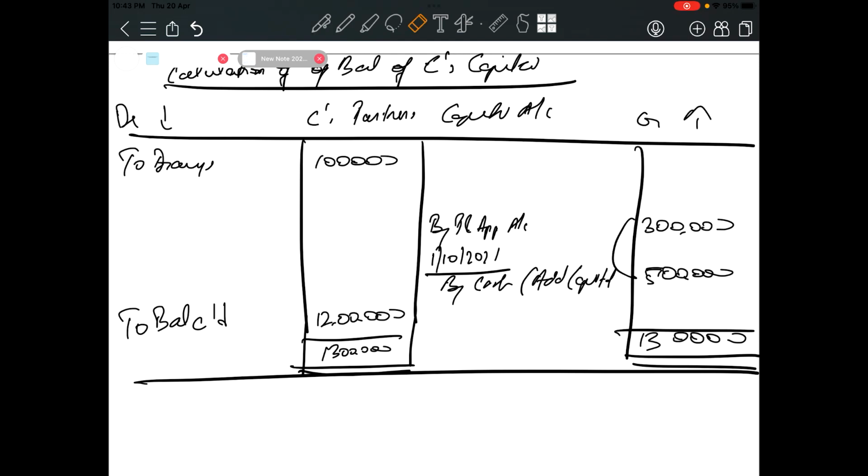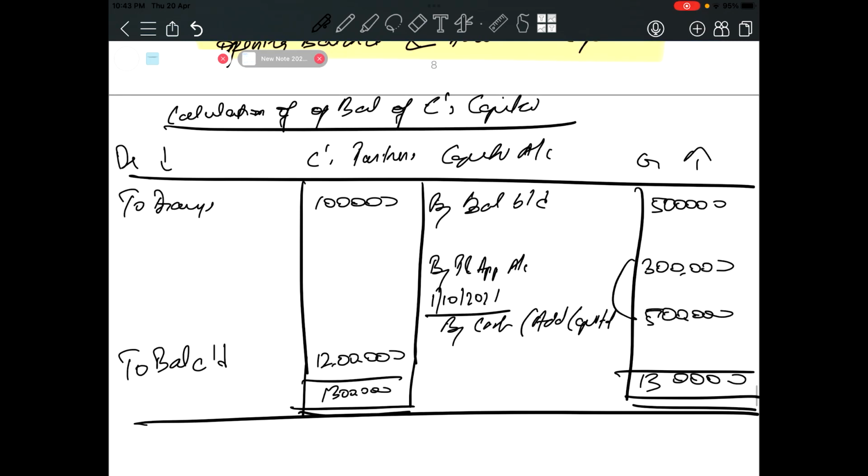So where will this 5 lakhs go? It will be our opening balance b/d. It will be our opening capital, okay. Now what was our target? The main task was to calculate the opening balance, okay. We have found out the opening balance, right? This was the requirement. So we have found out the opening balance, okay. Pause the video and note this down.